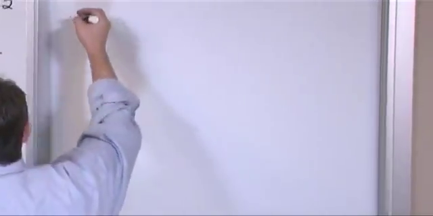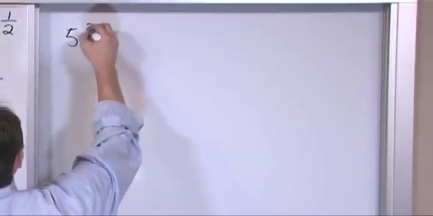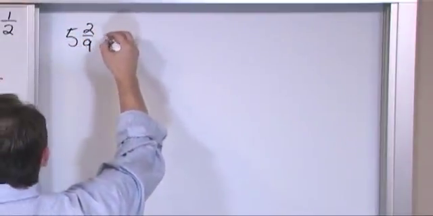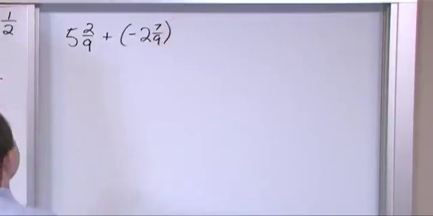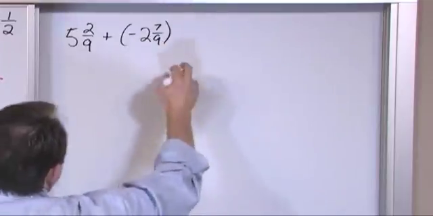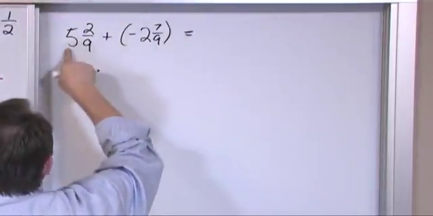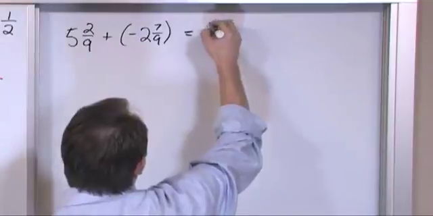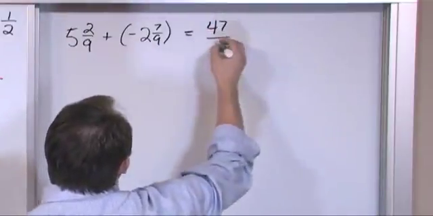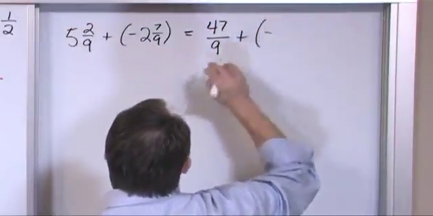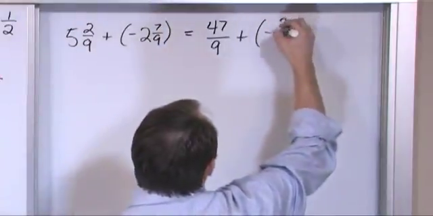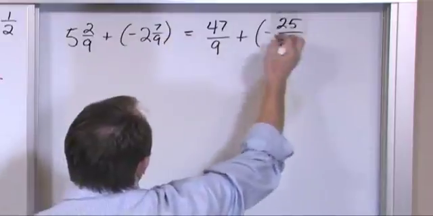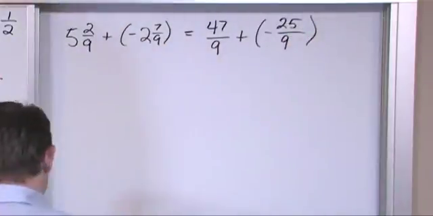So let's do it the same way. Let's say we have 5 2/9 plus negative 2 7/9, like that. Now, we have a negative number here, so I just think it's going to be a little easier to convert to improper. 9 times 5 is 45, plus 2 is 47 over 9. Plus, this will be a negative fraction, 2 times 9 is 18. 18 plus 7 is 25 over 9. So negative 25 over 9, like that.